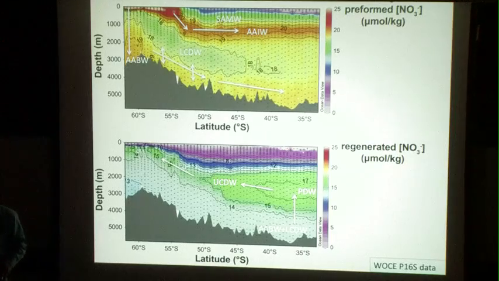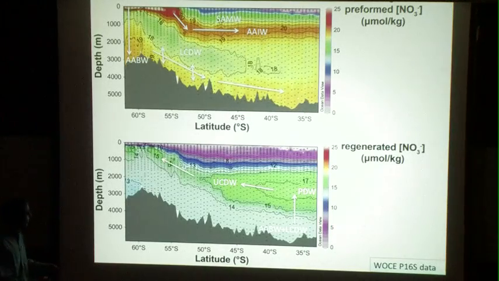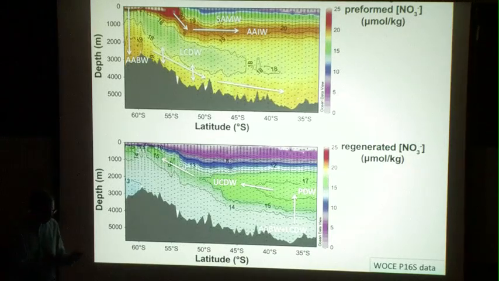Okay, so what I'd like to do now is show you a complementary picture of this Southern Ocean hydrography and its interaction with biogeochemical processes that we can get from looking at the isotopic composition of nitrate.